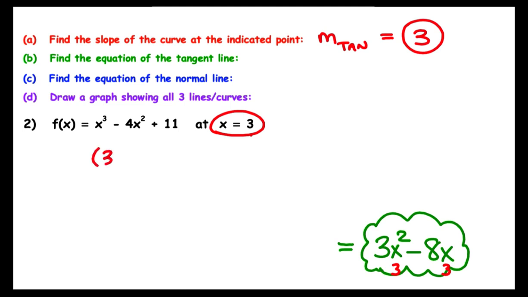Let's see where we are on the curve. If we plug a 3 in, let's see what the y-coordinate comes out to be. Again, 3 times 3 times 3, that's 27, minus 4 times 9, that's 36, that's negative 9, plus 11, that's going to be 2. All right, so we're at the point (3, 2). So this S curve goes through (3, 2).